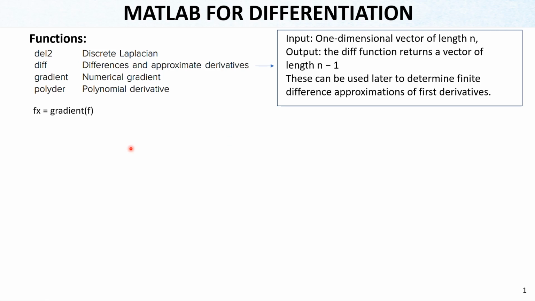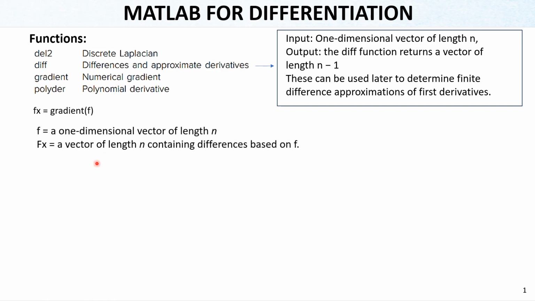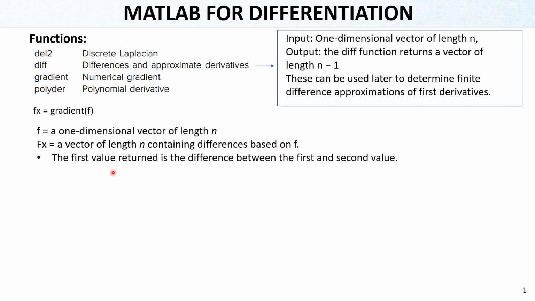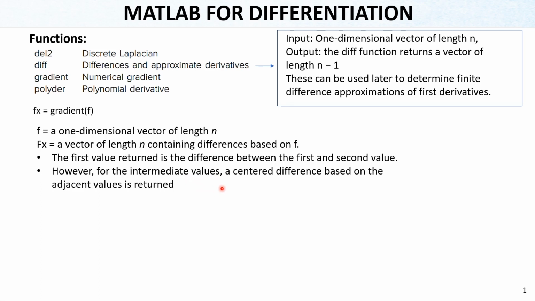And for example, when we write fx equals gradient f for this function, it gives the numerical gradient, so numerical differentiation. f is a one-dimensional vector of length n, and fx here is a vector of length n containing differences based on f. The first value returned is the difference between the first and second value. However, for the intermediate values, a centered difference based on the adjacent values is returned. And diff i is f(i+1) minus f(i-1) divided by 2, for example. So it's just the difference divided by 2 of these.